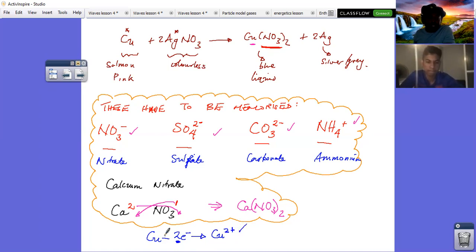Very good. Now you can see here, is it being oxidized or reduced? Is it oxidized? Correct, because oxidation is loss. It's lost these. Very good. The next part then for the silver.